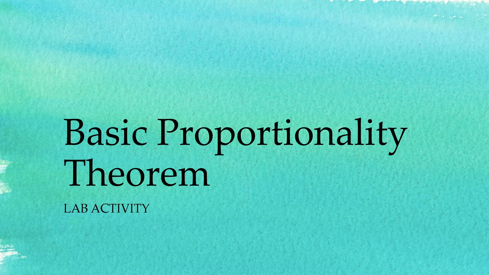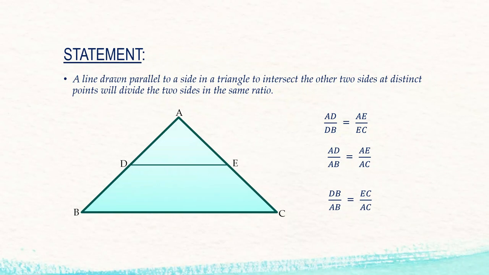Welcome to this presentation on how to prove the basic proportionality theorem using an activity. Basic proportionality theorem is also called Thales theorem. The statement of the basic proportionality theorem is: a line drawn parallel to a side in a triangle to intersect the other two sides at distinct points will divide the two sides in the same ratio.